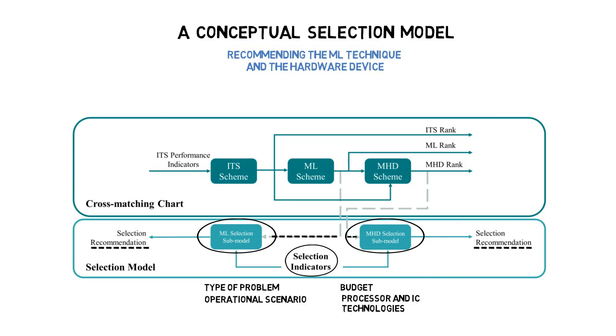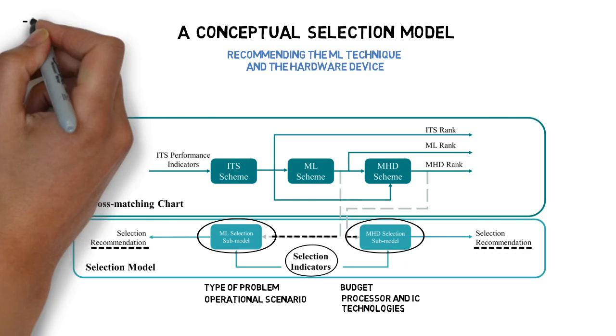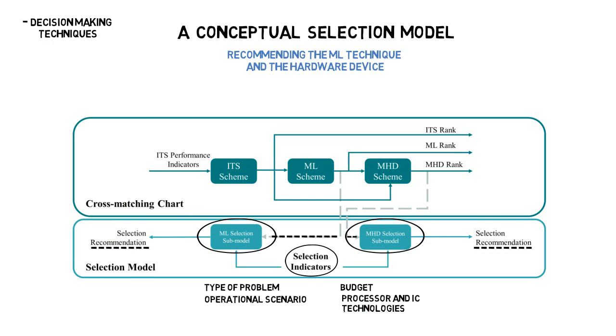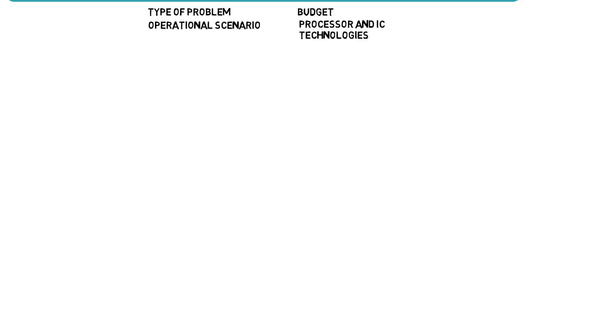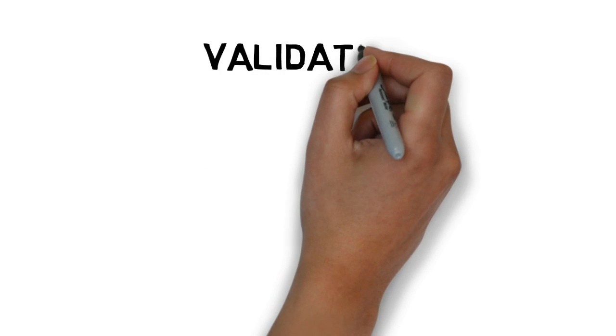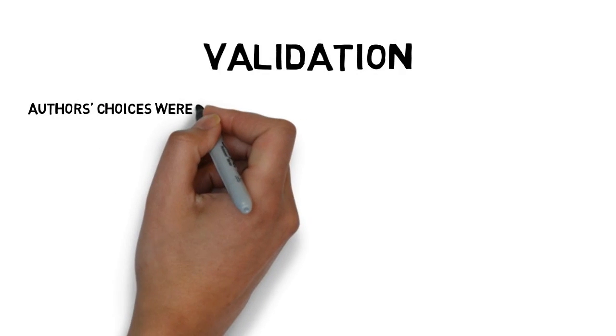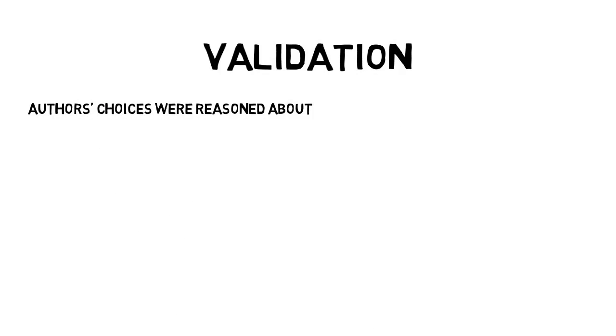These selection submodels can be formulated using traditional decision-making techniques based on multiple criteria as combined statistically, or using machine learning. To assess the performance of the proposed framework, a validation procedure was followed in which the author's choices in the surveyed articles were reasoned about for machine learning and hardware competencies with those obtained using the cross-matching evaluation chart previously presented.